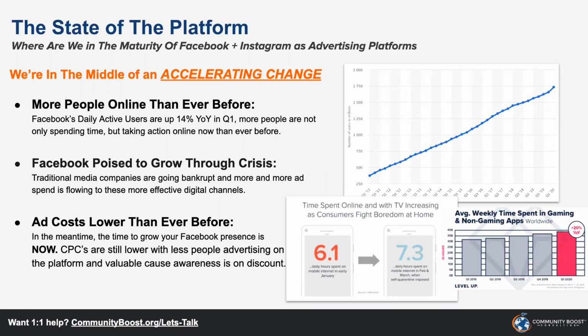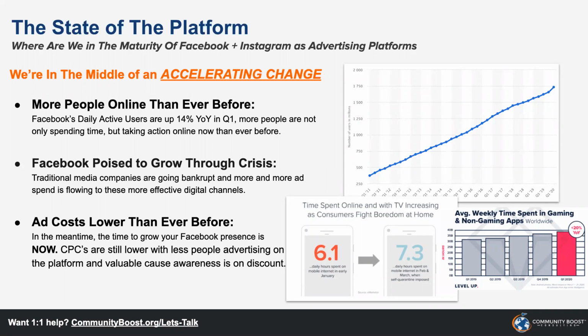Facebook's daily active users are up 14% year over year in Q1, and that's a disproportionate jump. That's because people are spending more time online during lockdown and quarantine. You can see average weekly time spent in gaming and non-gaming apps worldwide is up 20% year over year in Q1. That's the bottom right graph. And in the top middle graph, you can see how Facebook's daily active users is accelerating. That last uptick in Q1 of 2020, a lot of that we think is due to people spending more time online. And what that means is that Facebook is poised to grow through the crisis. More people are spending time online. Traditional advertising outlets like radio and TV ads are going out of business, and more people are spending money on Facebook and Instagram ads.